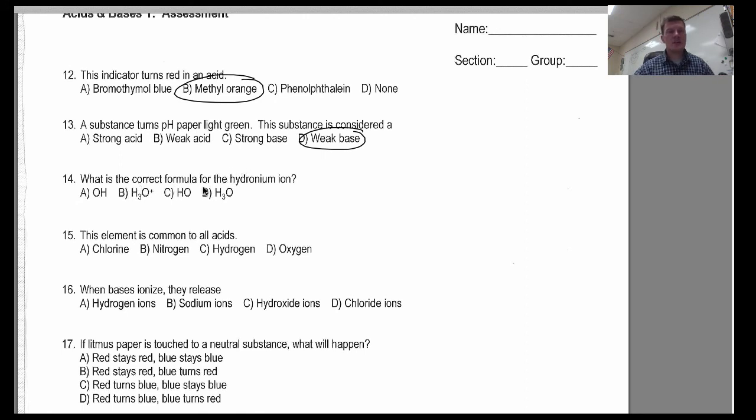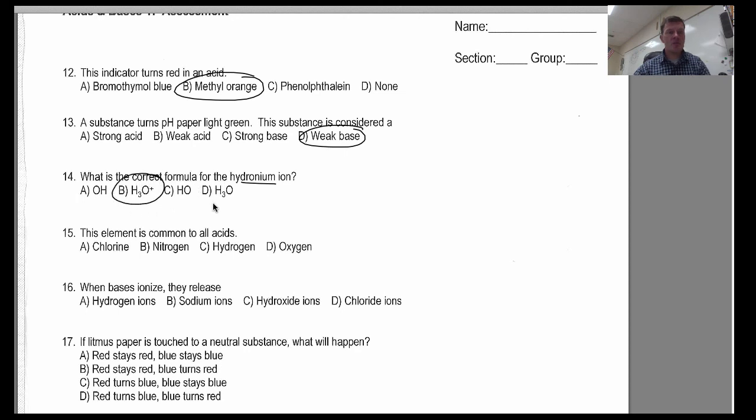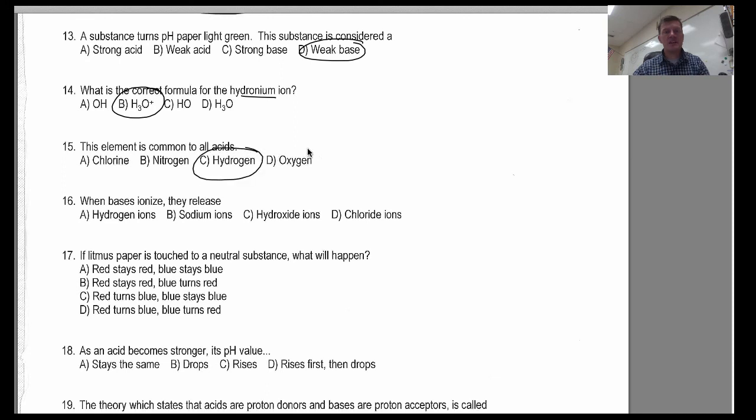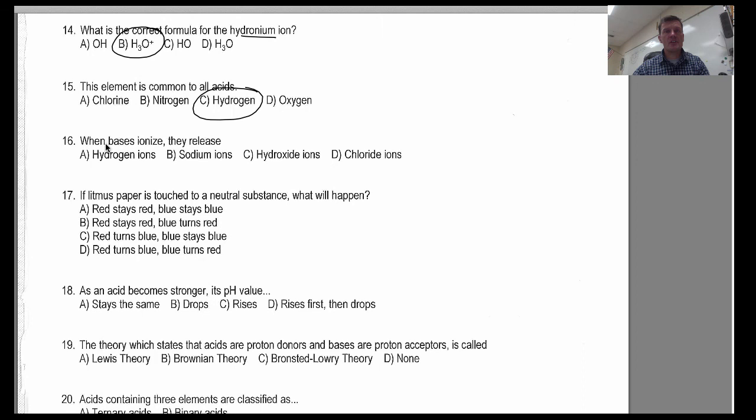All right. The correct formula for hydronium. Hydronium is H3O+. This element is common to all acids. That's going to be the hydrogen. You're going to have hydrogen often in acids. When bases ionize, they release, a base is going to release the hydroxide, OH negative, hydroxide ions.